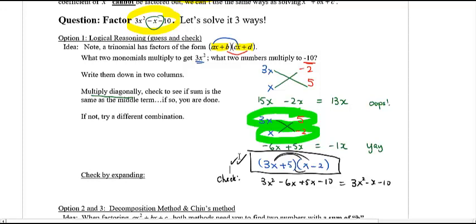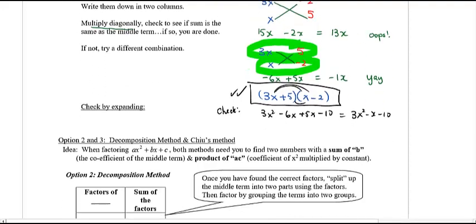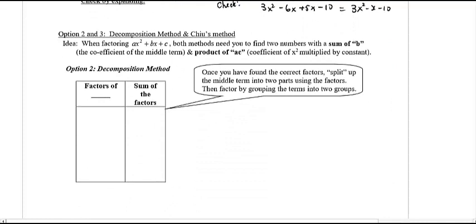Yes and check. Just finding different combinations, multiplying diagonally, and then checking to see if the sum equals the middle term. Okay. If you think this one's too, like, magical, then let me show you another way. Okay? Now, there's actually 2 other ways, and options 2 and 3 actually start the same way. Okay? So this is called decomposition, and the other one's called choose method, but they both start the same way.